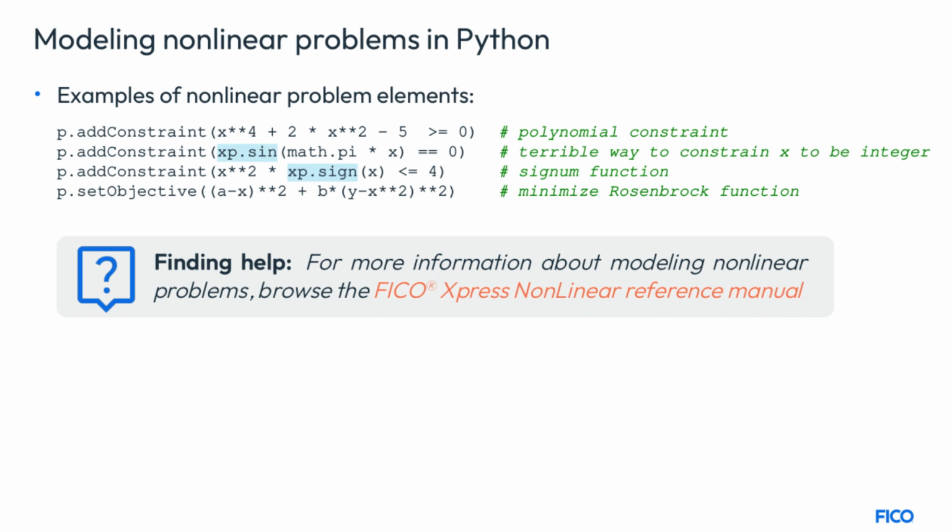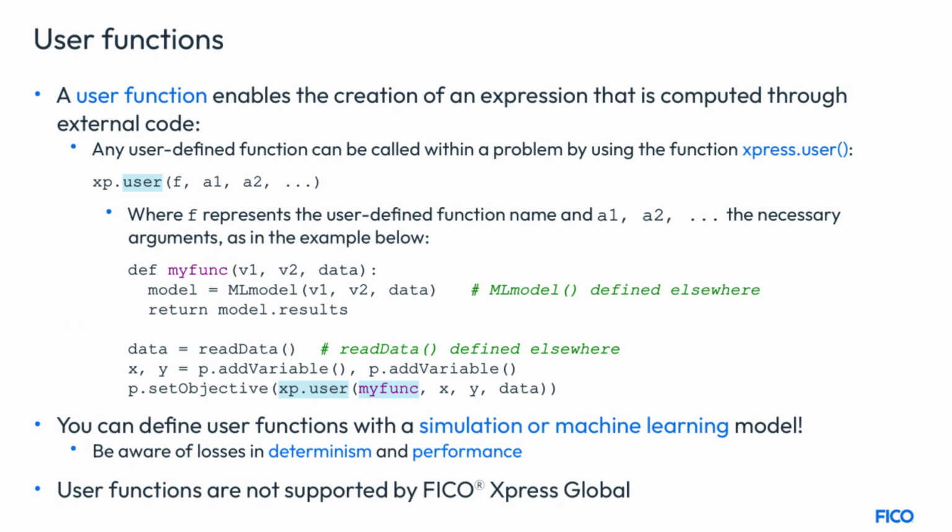User functions can be particularly useful for modeling nonlinear problems, as they allow the creation of expressions by running a user-specified function. The xpress.user method receives a function as argument, followed by the possible arguments needed to run that function. The example shows the use of user functions, myfunc and mynorm, which are defined to construct nonlinear expressions that are further added as a constraint and an objective, respectively.